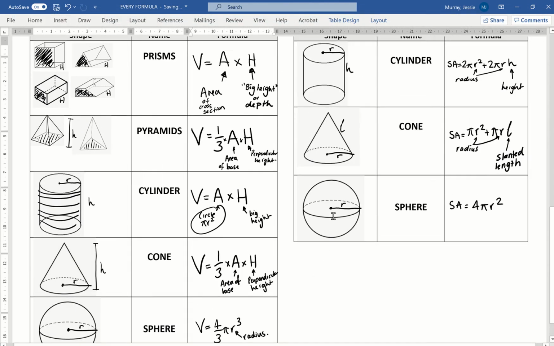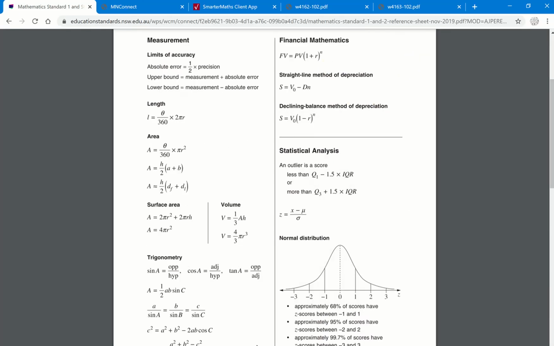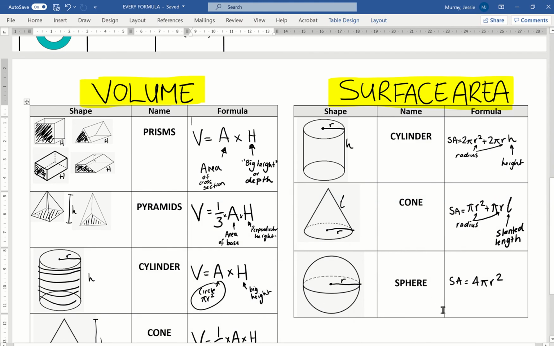Okay, and surface area. Surface area is usually your hardest one. Those ones there, what do you get given? You get given your sphere and your cylinder, okay? So you need to remember your cone. The rest of the surface areas don't have formulas because surface area of a cube, you just find the area of each side plus them together.